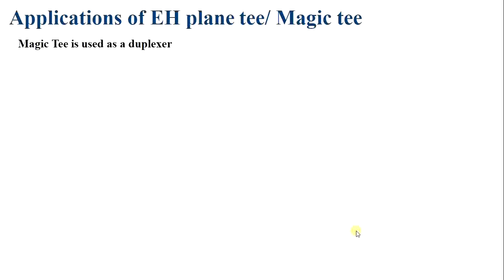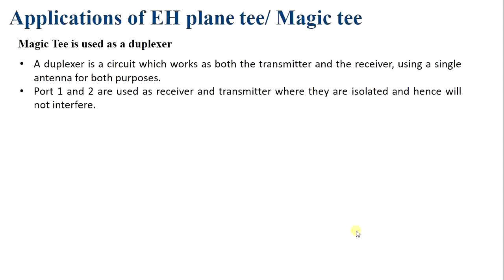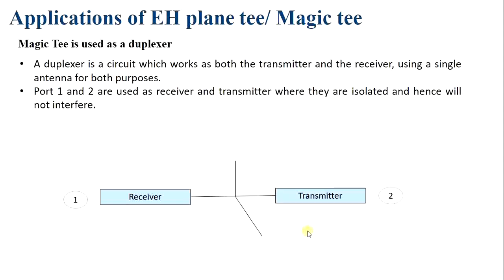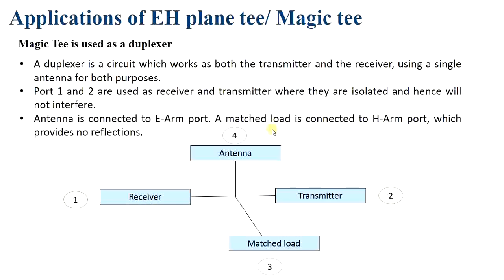So the magic T can also be used as a duplexer. So what is a duplexer? A duplexer is a circuit which works as both transmitter and receiver using a single antenna for both purposes. So here port 1 and port 2 are used as a receiver and transmitter. At port 1 the receiver is connected, at port 2 the transmitter is connected, and they are isolated, hence there will be no interference. The antenna is connected to the E port and a matched load is connected to the H port, which provides no reflection.